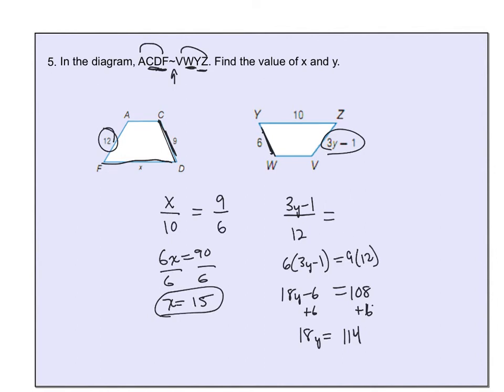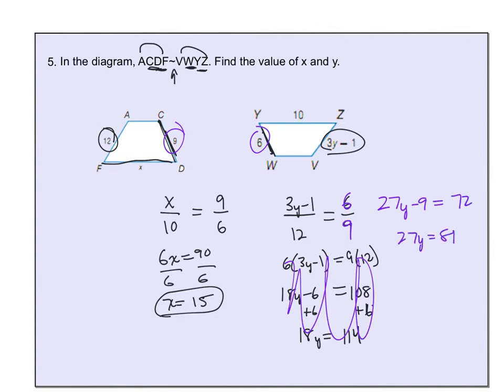This should not be 9 over 6, it should be 6 over 9, because these should be from the same triangle. My mistake. So that is incorrect. So a shortcut, this becomes 27y minus 9. 6 times 12, much more manageable, 72. So 27y equals 81. So y will equal 3. Much more manageable there.